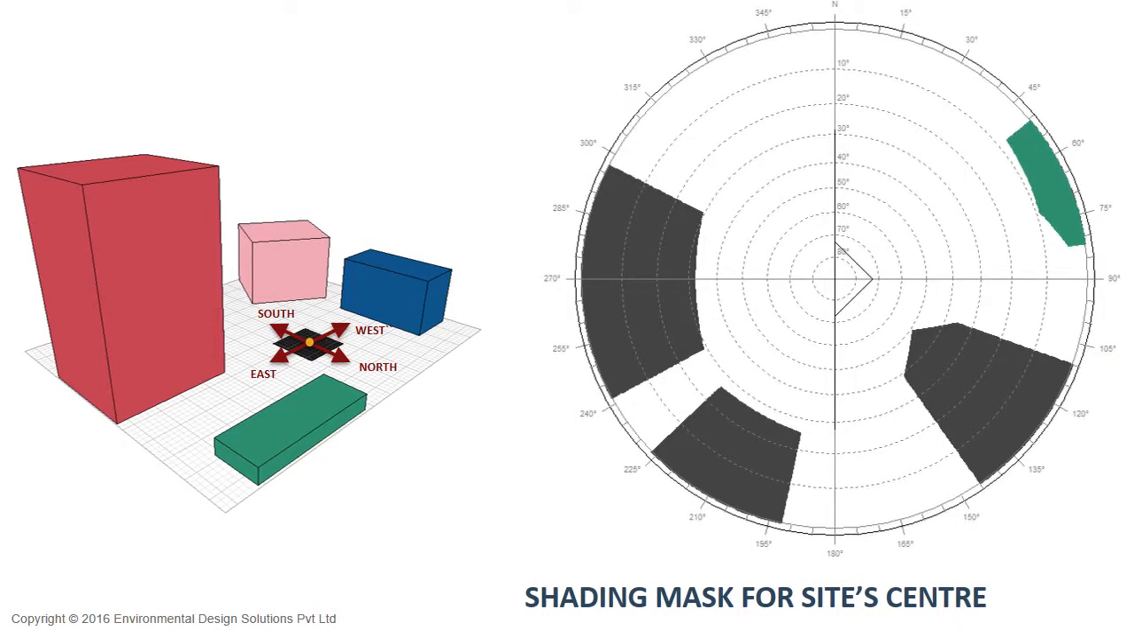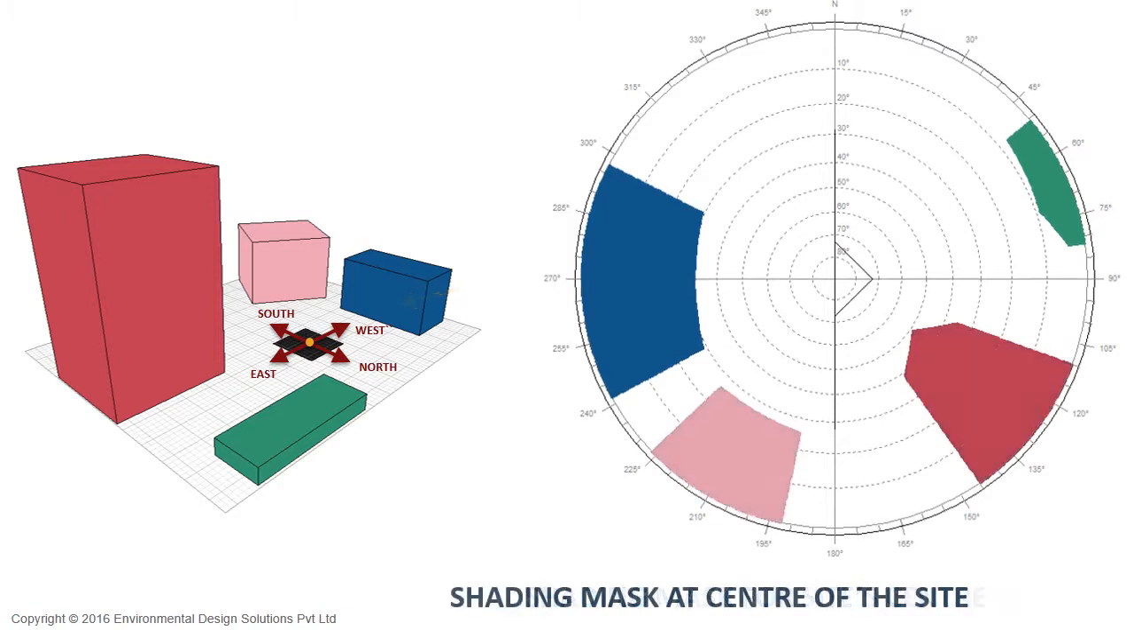The blue building is to the west of the site, so its profile would also lie in the west. So it's this profile here. Similarly, you can correlate the other buildings to their respective shading mask profiles.